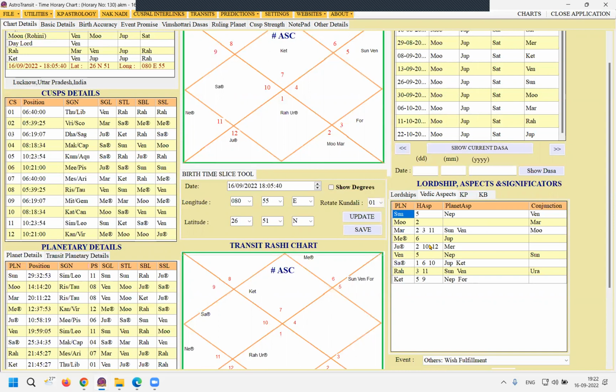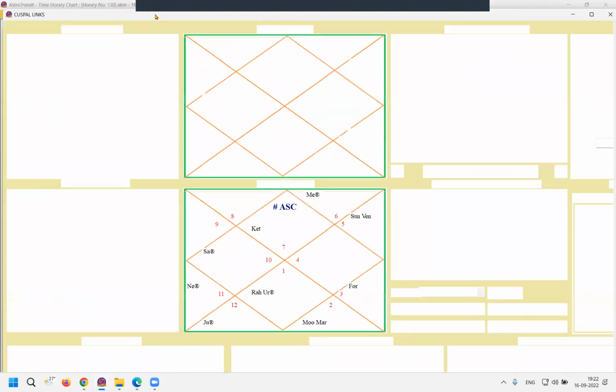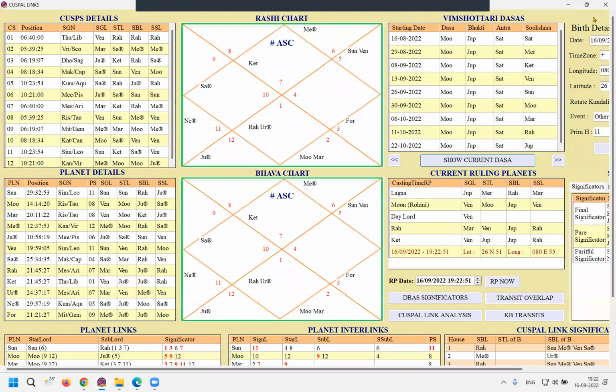Then we will take up firstly the Cuspal Interlink part, because Cuspal Interlink gives you the accurate position of the promise of the sublords. So if we go here to the Cuspal Interlink, you can see that our 11th sublord is Saturn, right? The 11th sublord is Saturn, and Saturn is in the star of Mars and sub of Rahu. Okay.